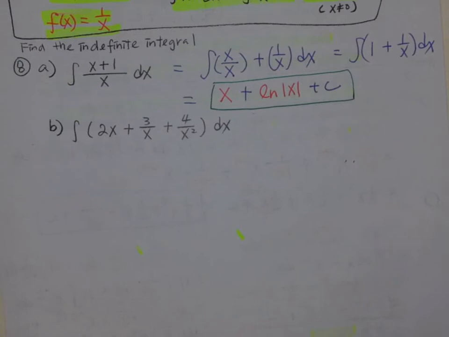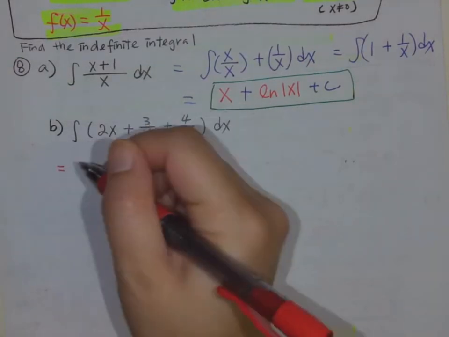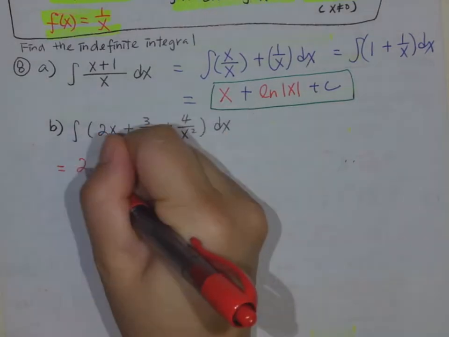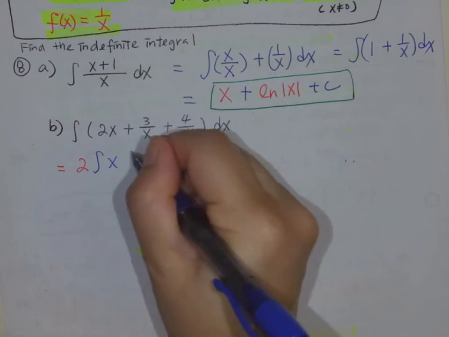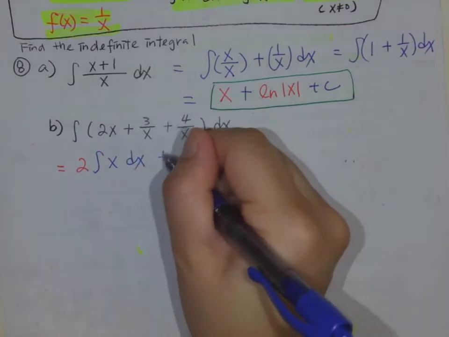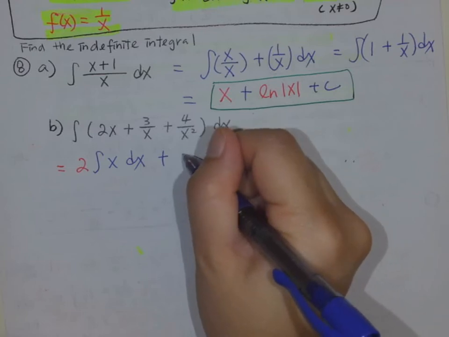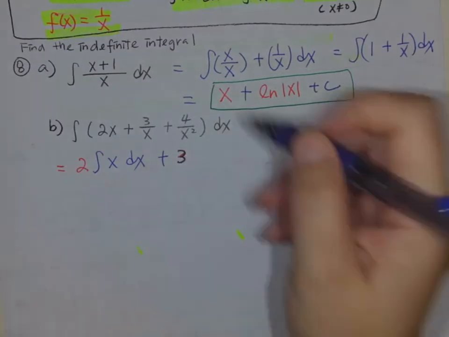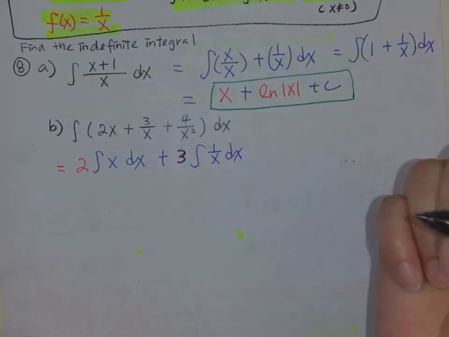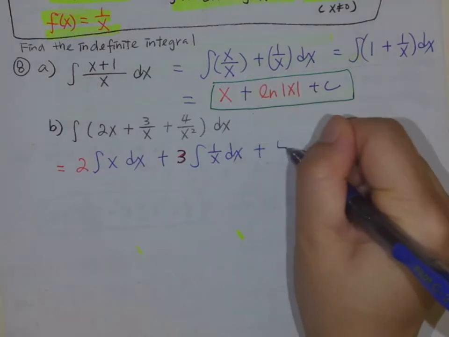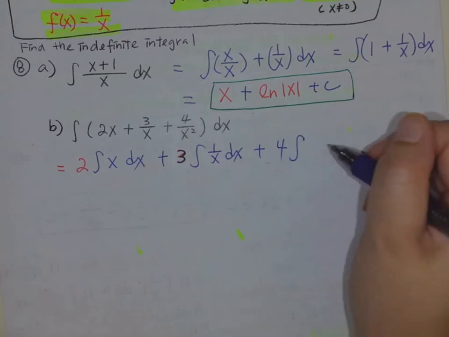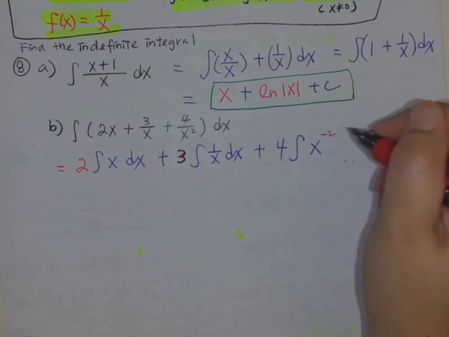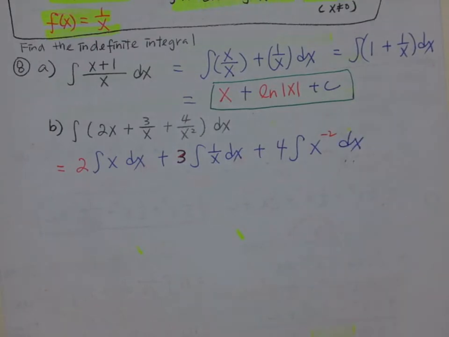Okay, how about b? So b here, we have 3 terms. Let's rewrite that a little bit. We basically have, taking the integral, I can put a 2 out for the first guy, right? And then take the integral of x dx. And then the second term, we pull out the 3 and then take the integral of 1 over x dx. How about the last term? The last term, we're going to pull a 4 out, taking the integral of x raised to -2 dx. So it has a lot of variety going on here.